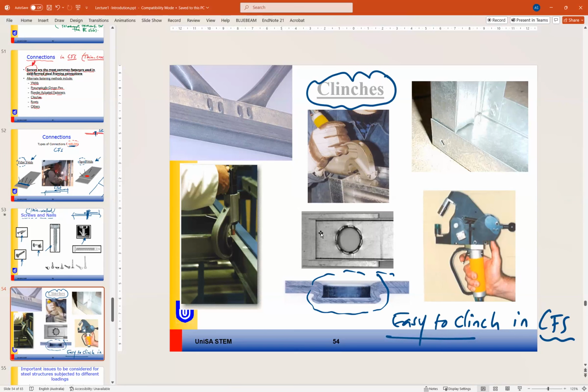Okay. Do you have any question about the connection types of the cold formed steel? No?